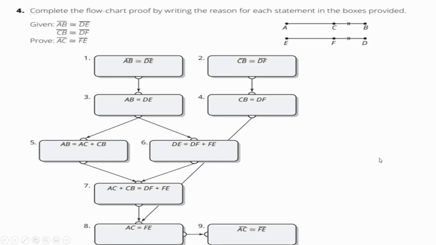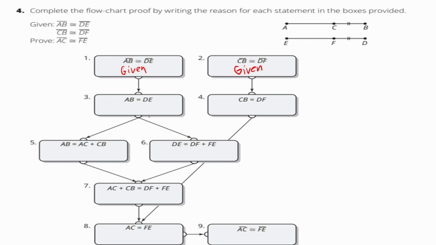Awesome work. And next up, we have one more proof. We have to just write our reasoning down for it all. Here it says complete the flowchart proof by writing the reasoning for each statement in the boxes provided. And we're given that AB is congruent to DE, which is the entire segments that we have in our picture to the right over here. So the top segment is congruent to the bottom segment. And we also know that CB is congruent to FD, which we could see in that picture by the markings. So our first two statements are going to be our given statements. Given and given.